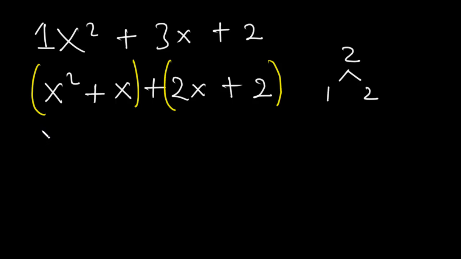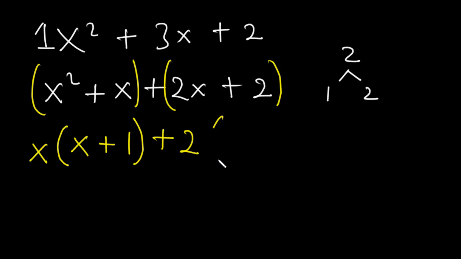Now the GCF between x squared and x is x. So we are going to have x on the outside, and x squared divided by x is x, because x squared divided by x is the same as x exponent 2 minus 1, which is x exponent 1, which is the same as x. And then x divided by x is 1. Now the GCF between 2 and 2x is 2. So 2 is going to be on the outside, and then we have x plus 1 inside the bracket.